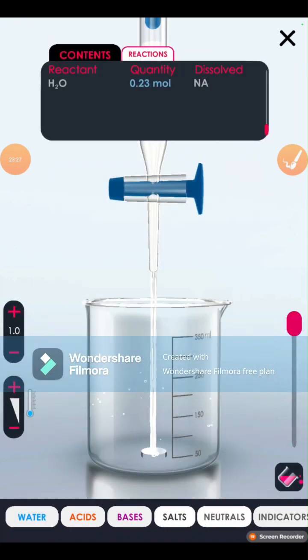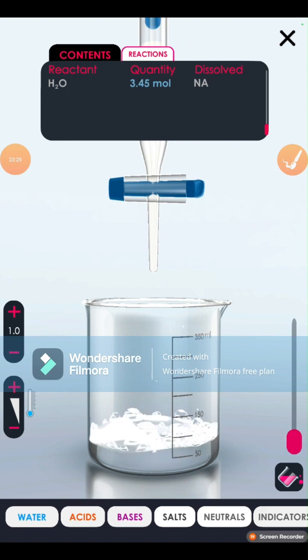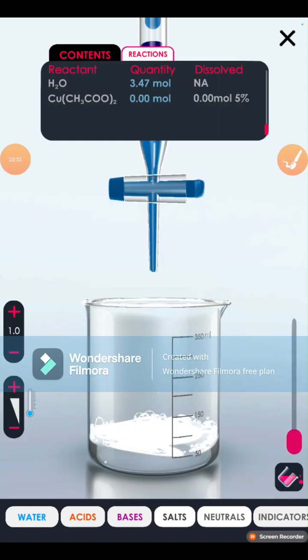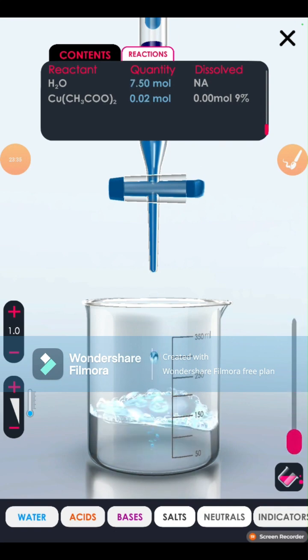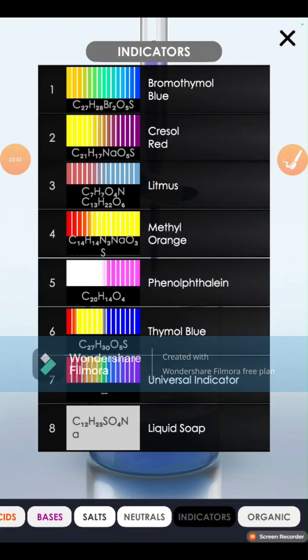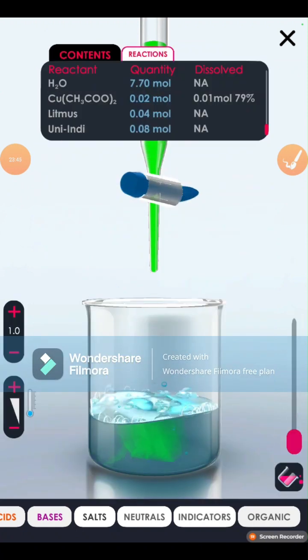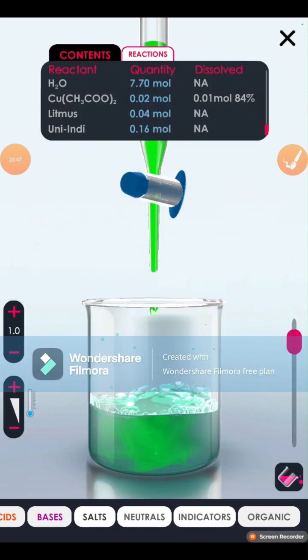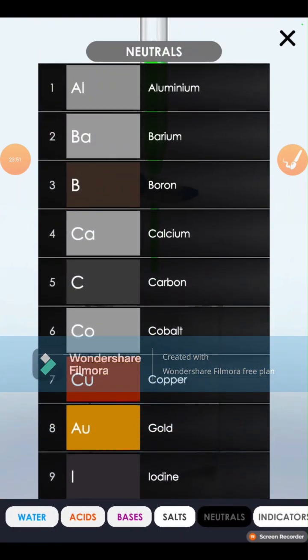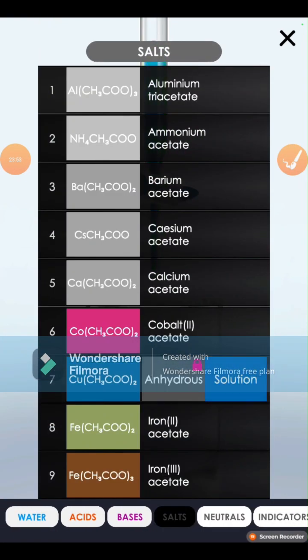Let's play with colors. Let's put some water over here and put copper acetate in. As you can see, the color is not changing that fast, but it should be neutral. So let's put litmus in. As you can see, it is neutral. I put this in also. Let's put pure copper acetate over here.